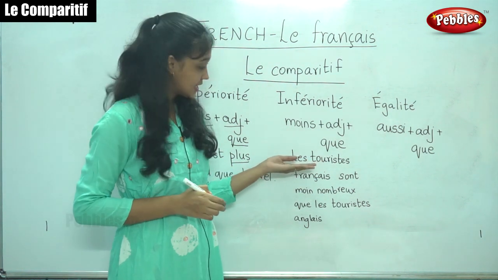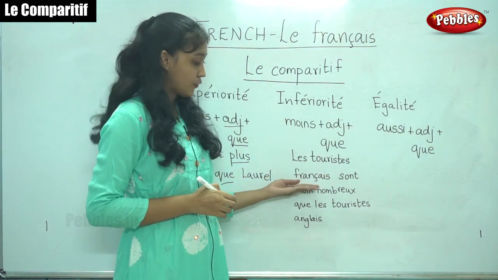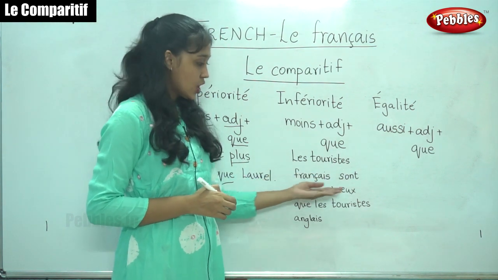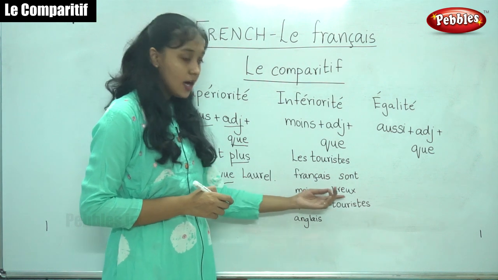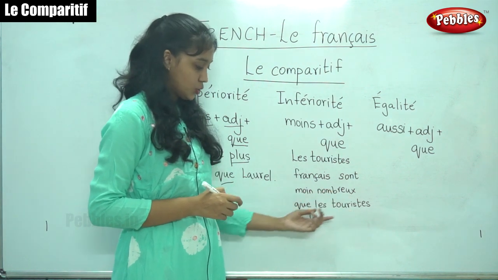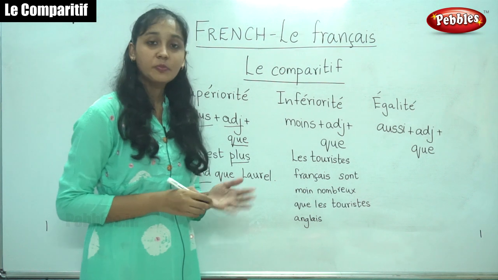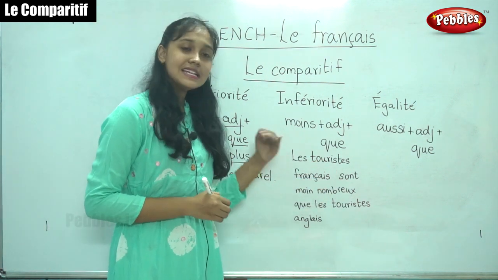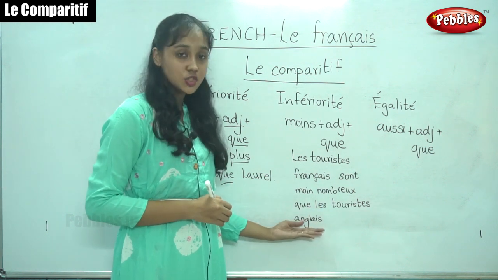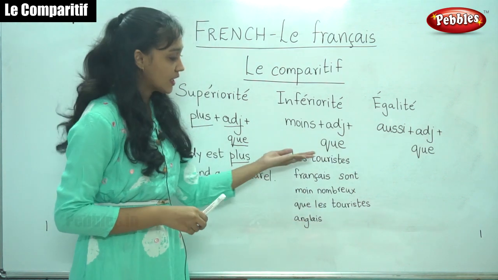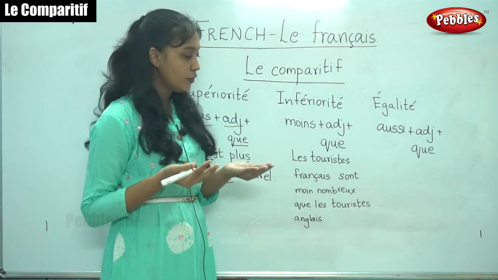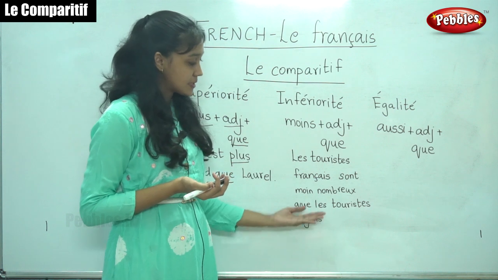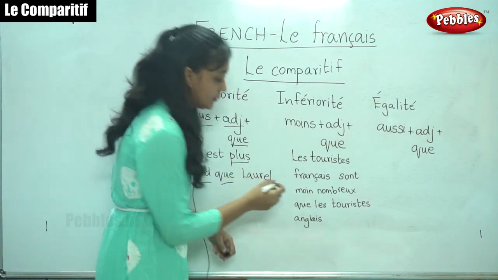So the sentence here is Les touristes français sont moins nombreux que les touristes anglais. So the meaning of this sentence is the French tourists are fewer in number than the English tourists. Now here we are comparing the number of French tourists and English tourists. So what did we do here?